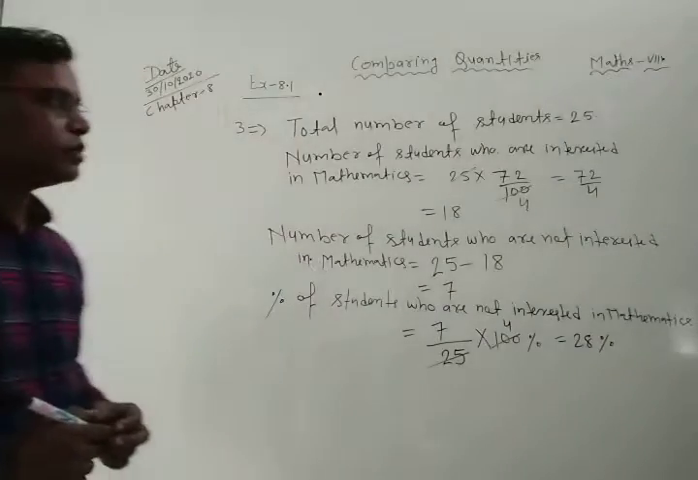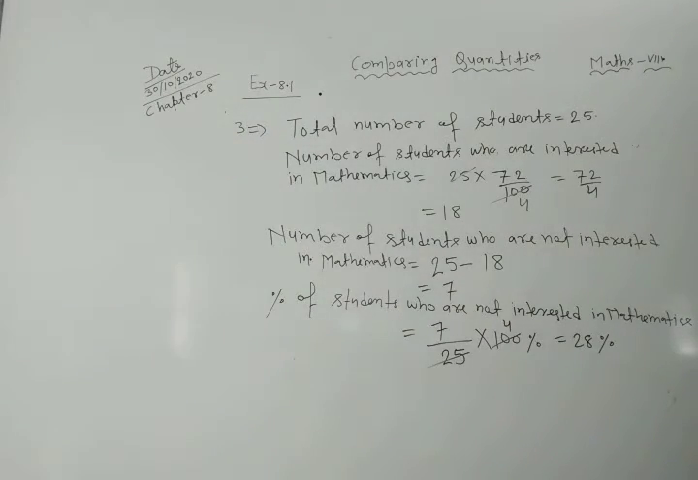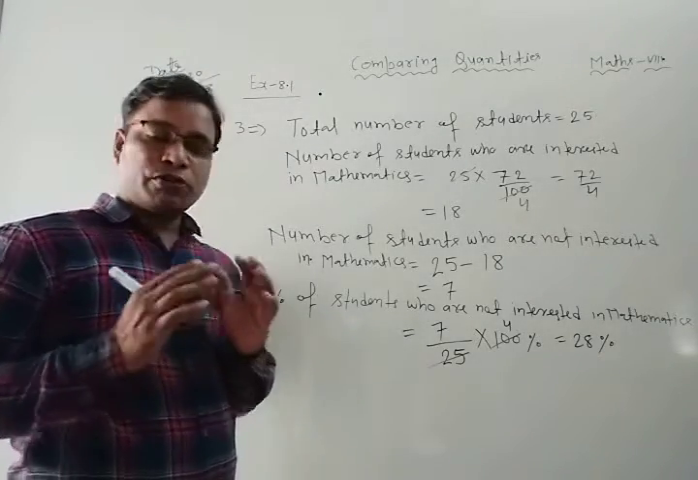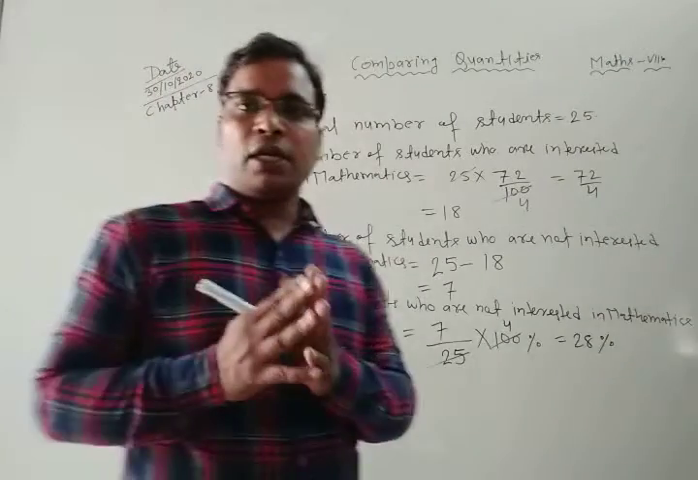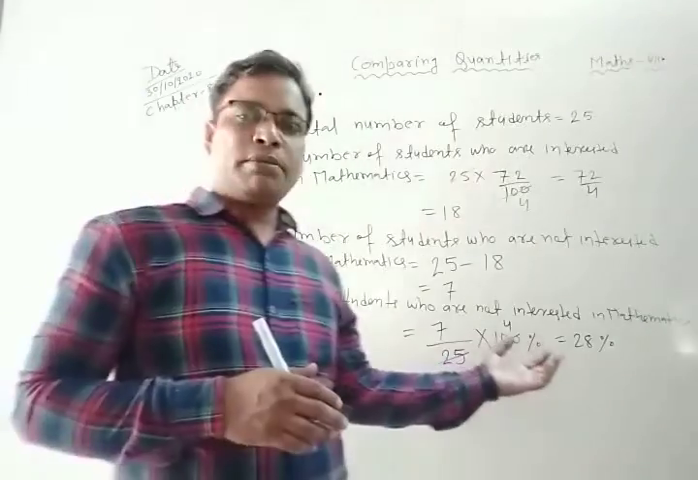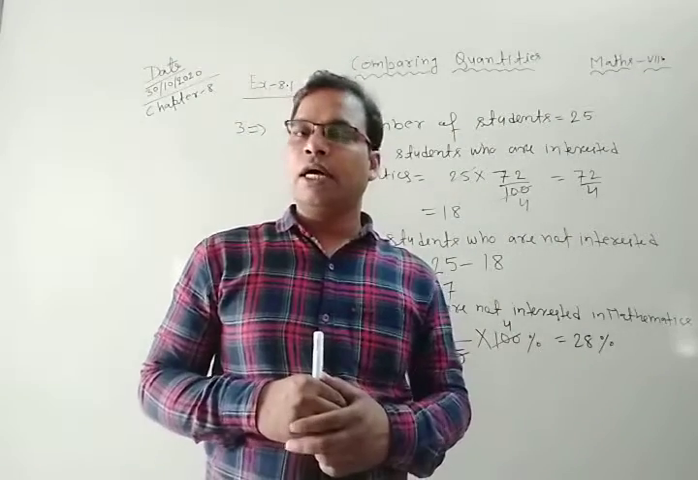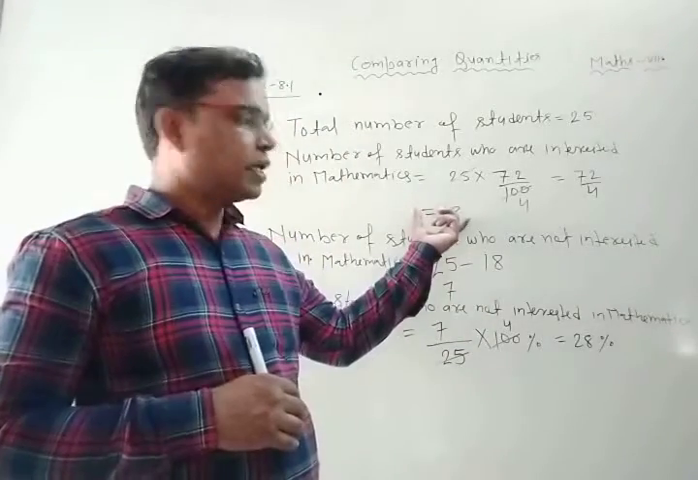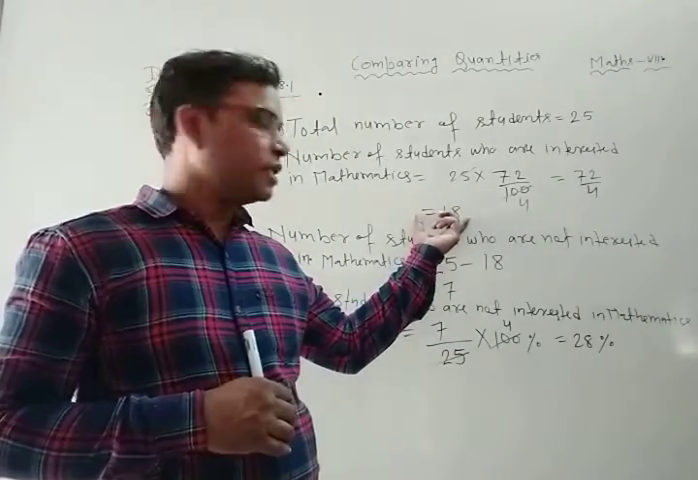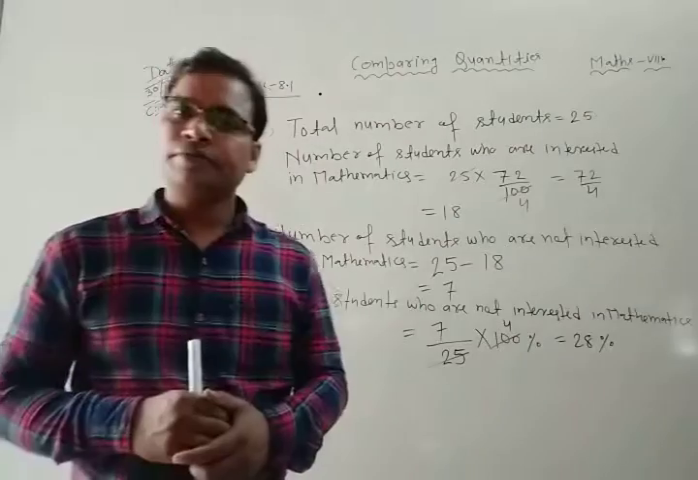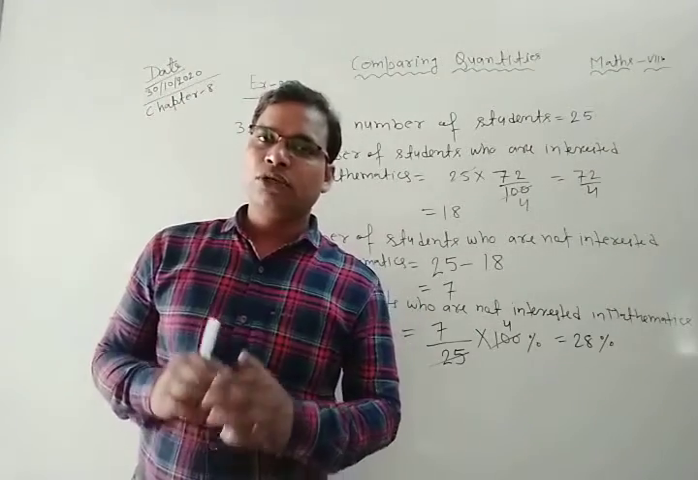Okay, so in this question, it is given that the total number of students is 25, and 72% of students are interested in mathematics. Here we find 28% of students are not interested in mathematics, and 18 students are interested in mathematics, and 7 students are not interested. So students, I hope all of you understood.